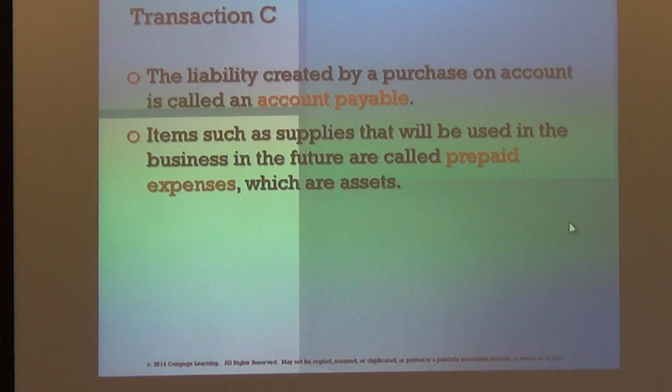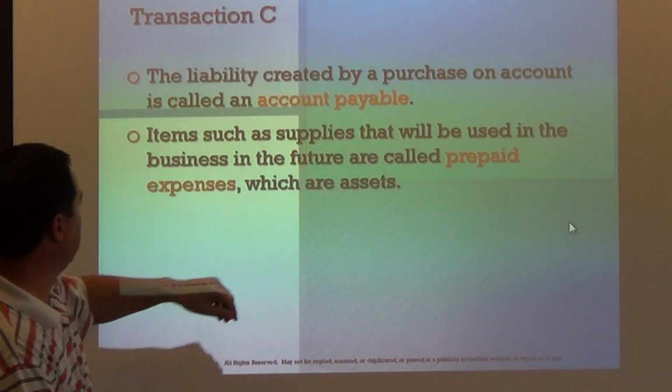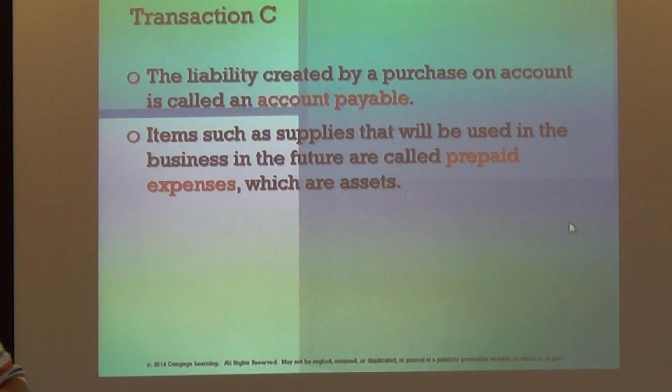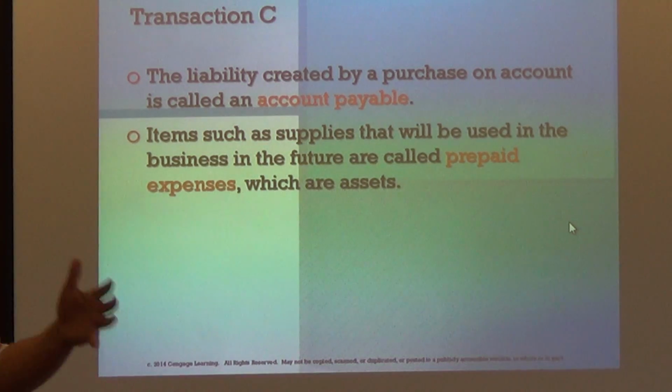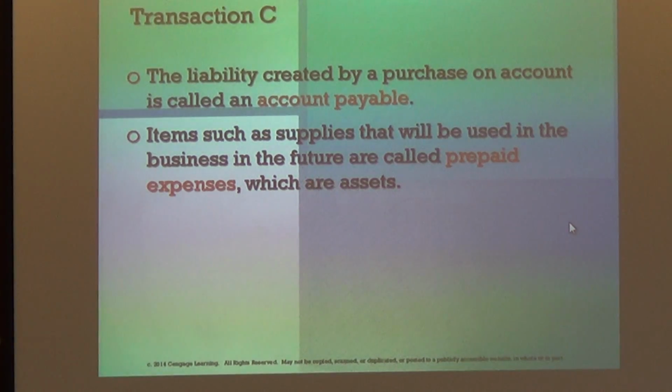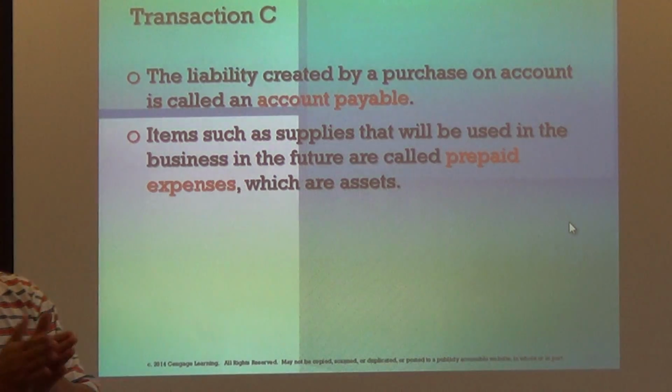All right. So the next transaction here is created by a purchase on account. I'll talk a little bit about that. And items such as supplies that will be used in the business in the future are called prepaid expenses. So we prepay an expense. And sometimes we do that a lot. Those of you that drive a car, you probably prepay your insurance, don't you? You pay for 6 months, or they may break it down monthly, you pay ahead of time. Also, when you pay rent at a place, they make you pay for the rent before the month expires, right? So you're paying ahead of time, so it's prepaid. And so that's what it means, we're prepaying expense.